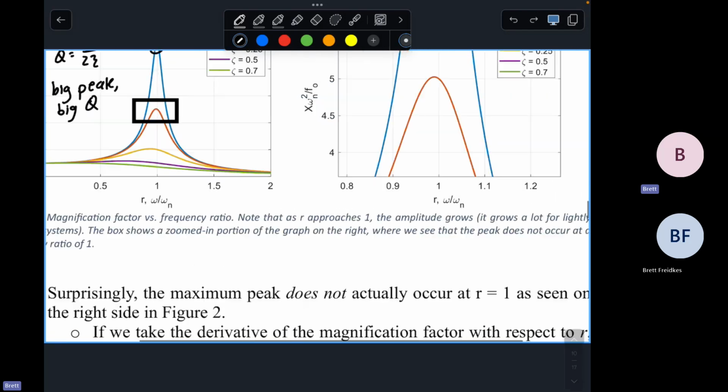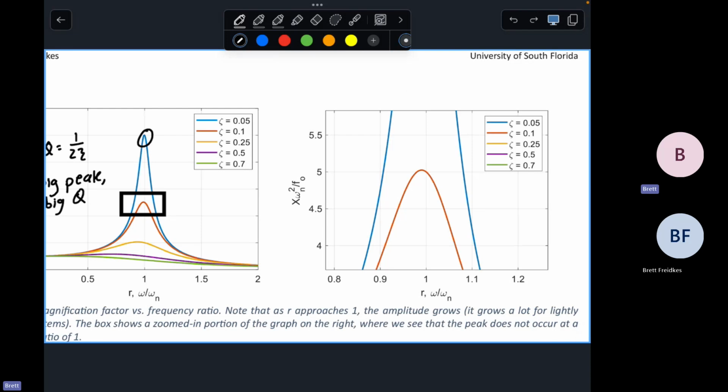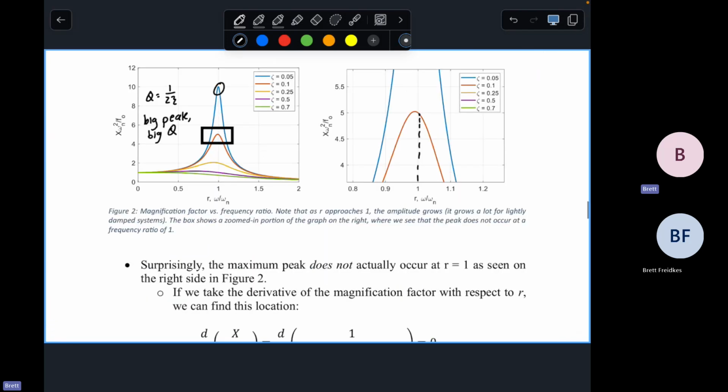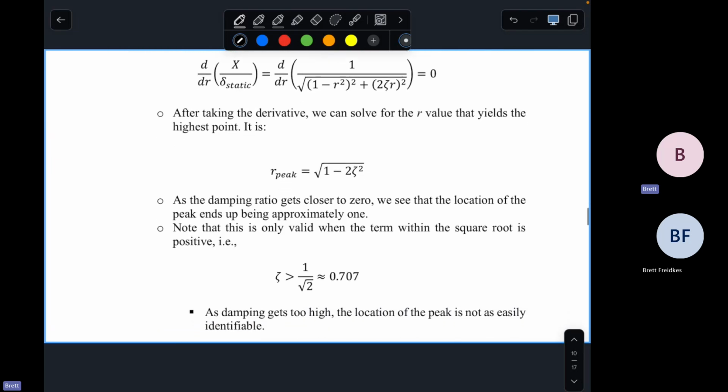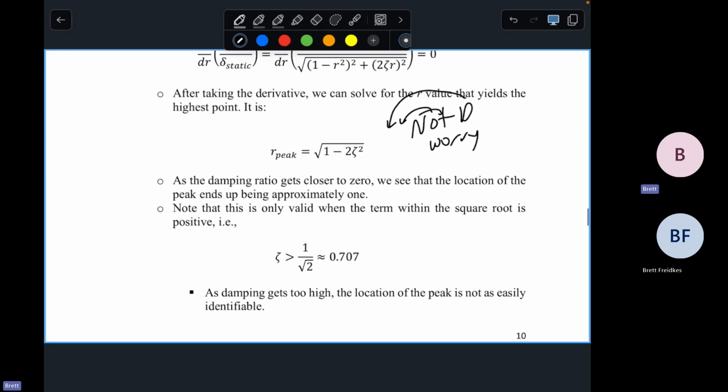I do something here where we look at the maximum peak and where it occurs. What you see is that when you include damping, the maximum peak does not actually occur at 1, which is weird. But damping shifts some things around. Again, this is something we didn't talk about in class. I'm going to say not to worry about this.